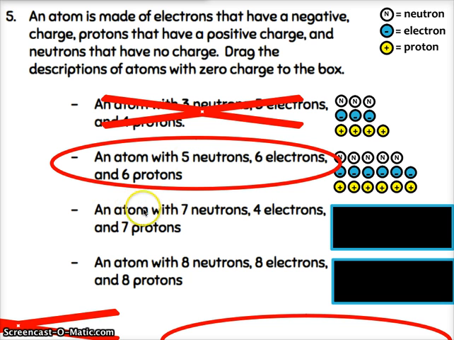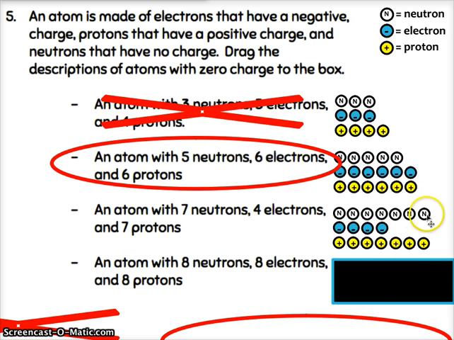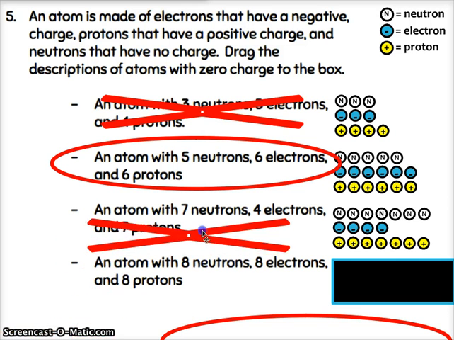Example 3 says an atom with 7 neutrons, 4 electrons, and 7 protons. The number of neutrons doesn't affect the charge. In this case, I have 4 electrons and 7 protons. I have quite a few more protons than electrons, so the charge here is not a zero charge. In fact, you can see that since there are more protons, this atom will have a positive charge. So that is not an example with a zero charge.